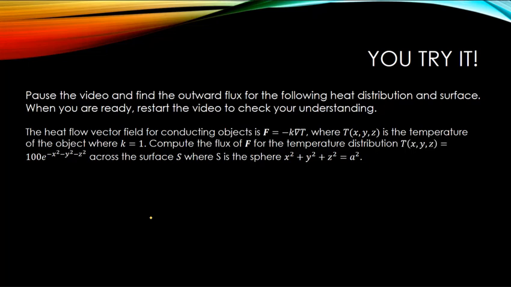The heat flow vector field for conducting objects is given by F equals negative K del T, where T of x, y, z is the temperature of the object, where K is equal to 1. Compute the flux of F for the temperature distribution T of x, y, z equals 100 times e to the negative x squared minus y squared minus z squared power across the surface S, where S is the sphere given by x squared plus y squared plus z squared equals a squared.